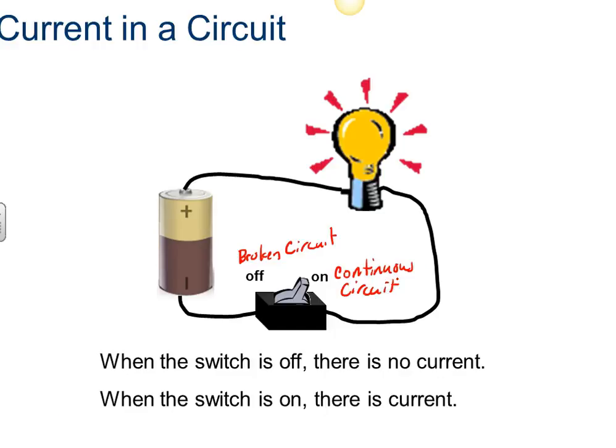When the switch is on, we have a continuous circuit, or continuity, and we have a continuous set of conductors from one side of the battery to the other. We can also see that current is on because something is causing the light bulb to turn on, to glow.